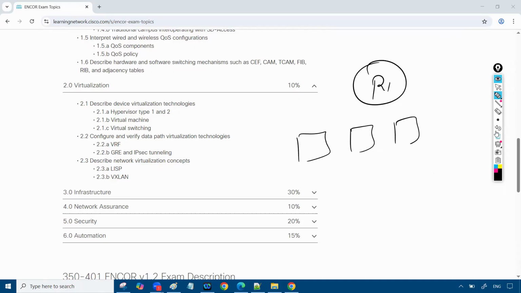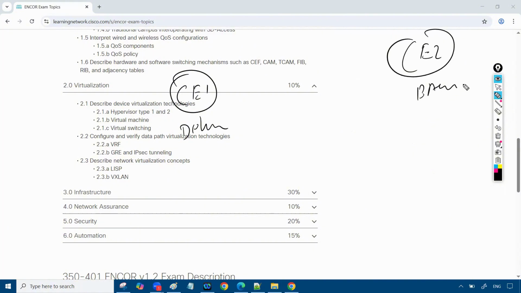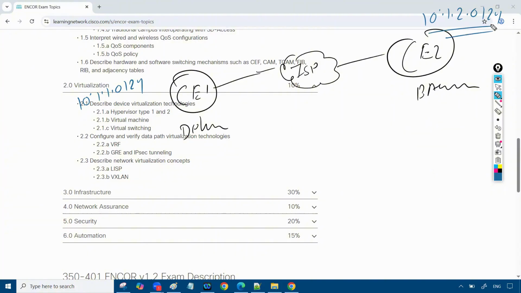Then after that, we have the concept of GRE and IPsec tunneling. GRE offers you the foundation of the VPN. Let's say, for example, you have a branch CE1 in Delhi, and you have a branch office CE2 in Bangalore. If you want to connect them, we have a service provider in between. Now, CE1 has a private network 10.1.1.0/24, and CE2 has 10.1.2.0/24.